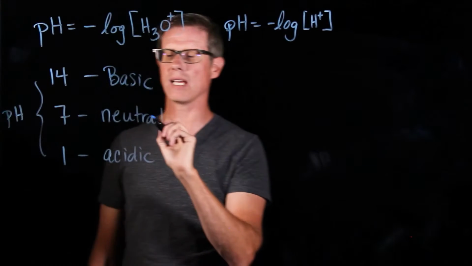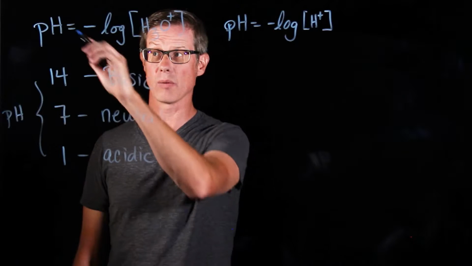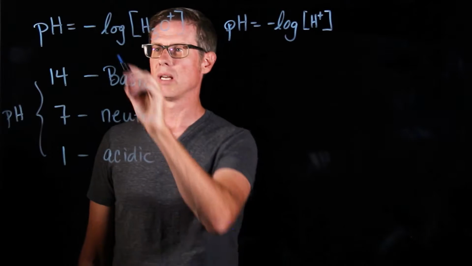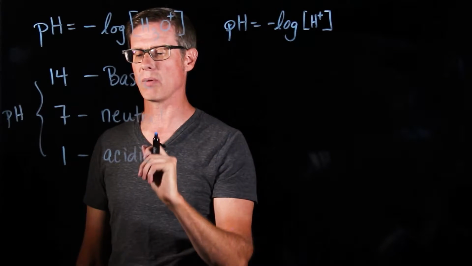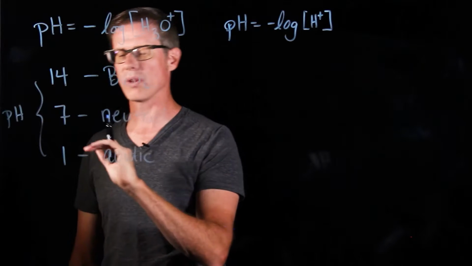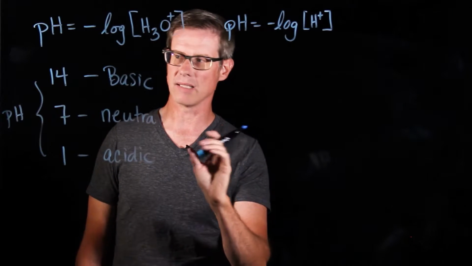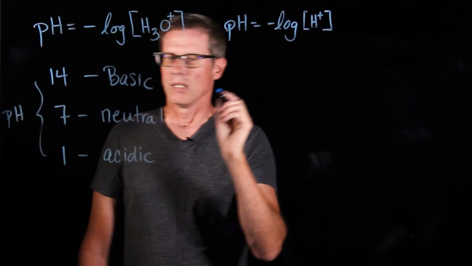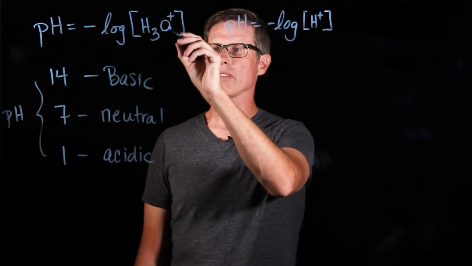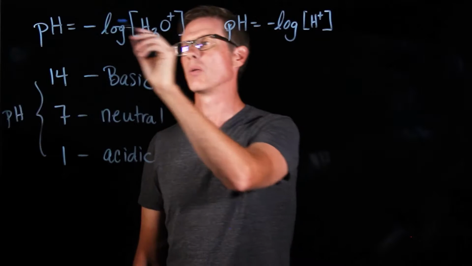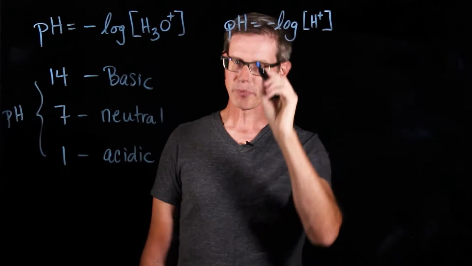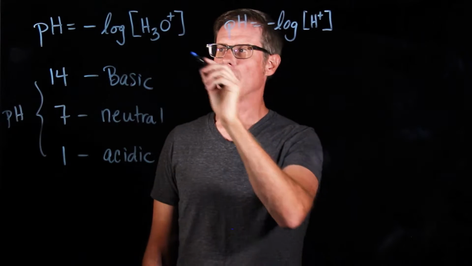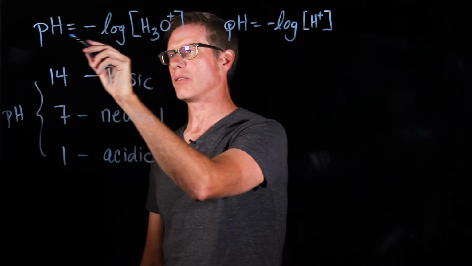So because of that negative, and we have to have that there, otherwise we would get negative pHs. Because of that negative, it flips the way we have to think about things. The lower the number, the more acidic it is. The higher the number, the more basic it is. Okay, so if we know the concentration of H3O+, we can determine the pH. We can also determine the concentration of H3O+ knowing the pH.